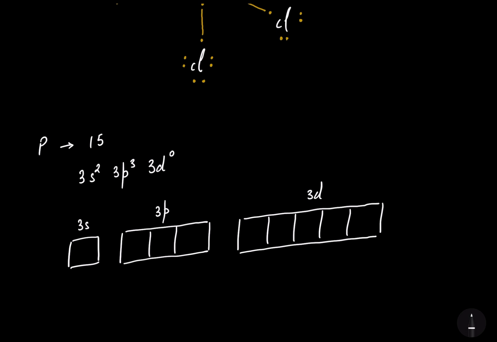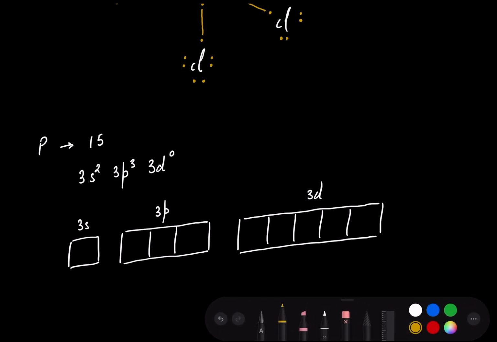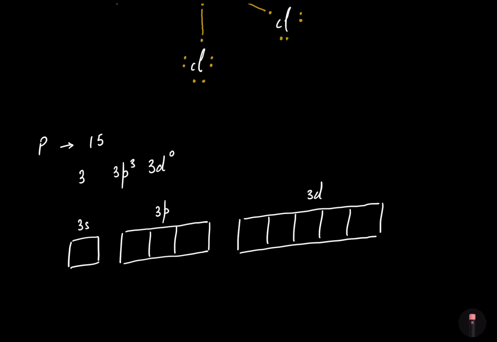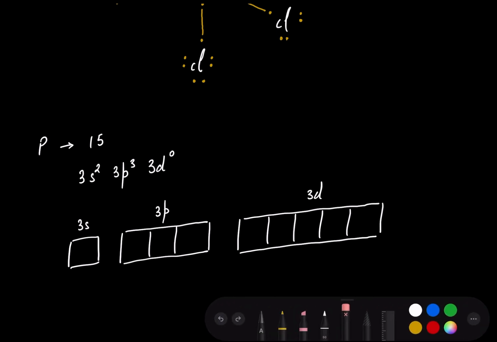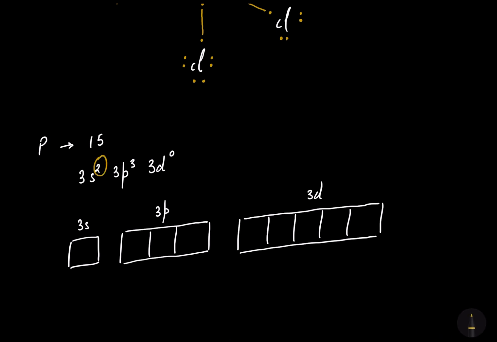Now let's fill the electrons. The 3s is having 2 electrons. So that means we are going to fill 2 electrons in the 1 orbital of 3s. That's the first electron with a spin of plus 1 by 2. And that's the second electron with the spin of minus 1 by 2.